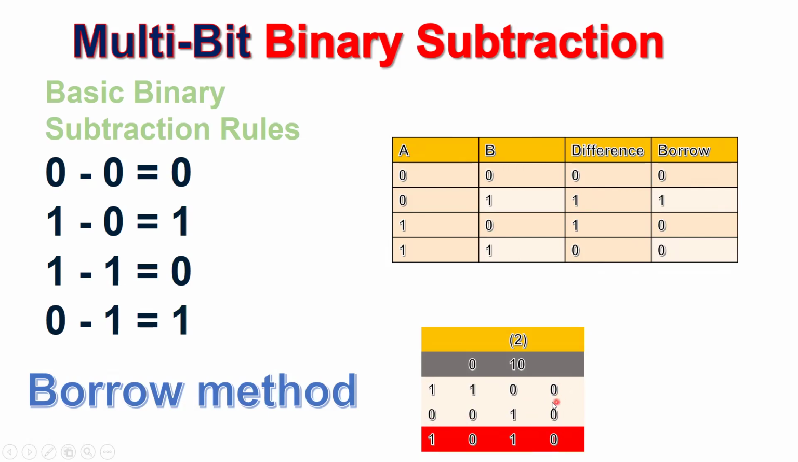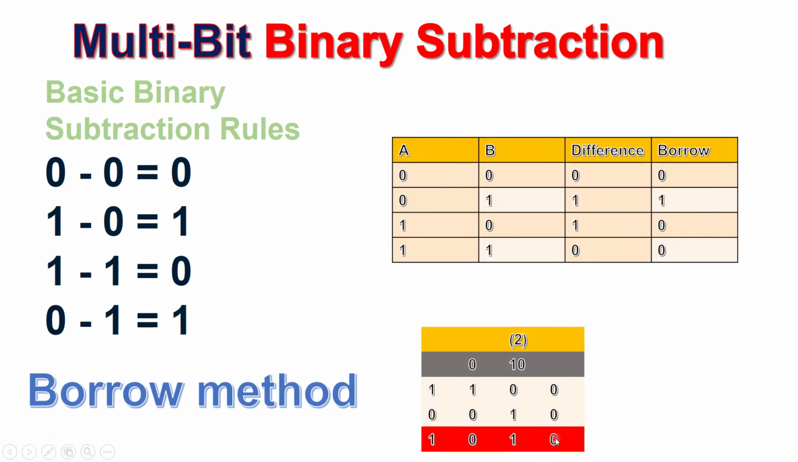So subtraction starts from the least significant bit and moves from column to column, one by one, to the MSB, the most significant bit, that is the rightmost bit. So we'll start the subtraction bit by bit. So 0 minus 0. So go for the table A minus B, 0 minus 0.